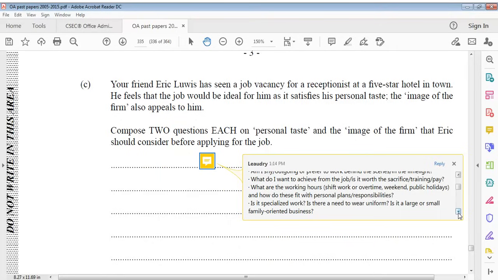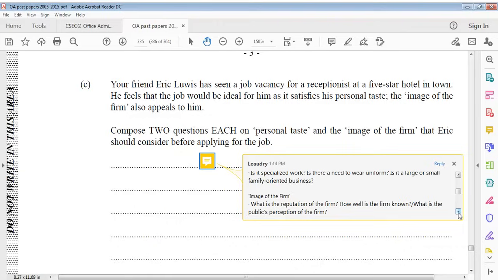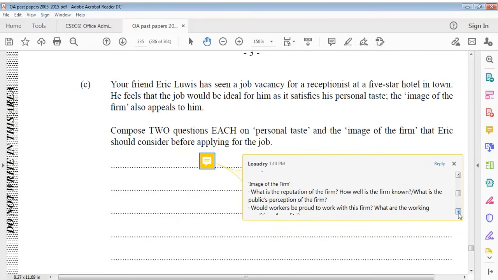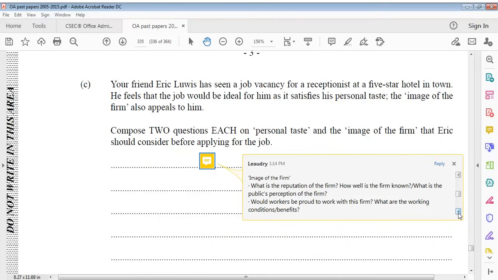Let's go on to the image of the firm. What are some questions that Eric should consider before he applies for the job? The first one he could ask himself: what is the reputation of the firm? Or how well is the firm known? Or what is the public's perception of the firm? You could select any one of those 3 questions. They're basically all saying the same thing, but it's just phrased in a different way.